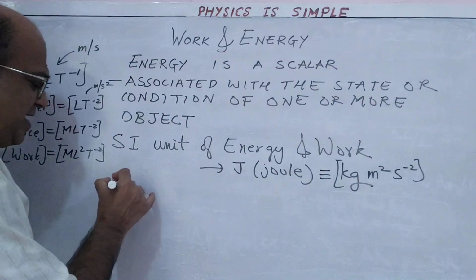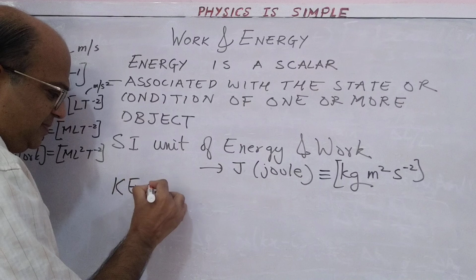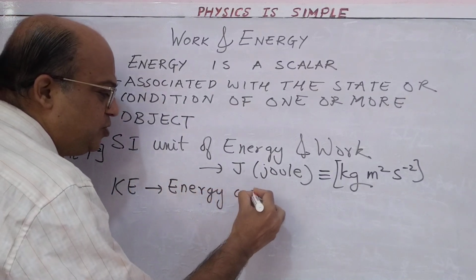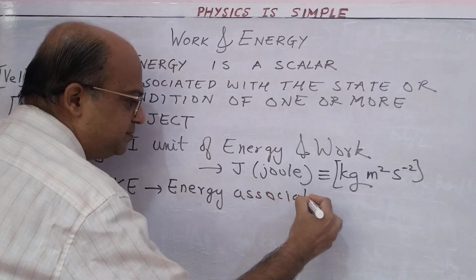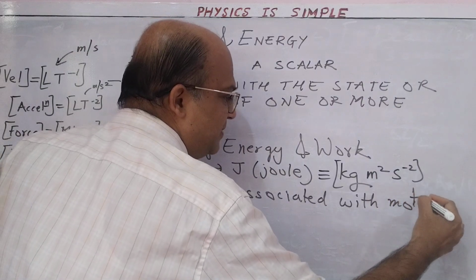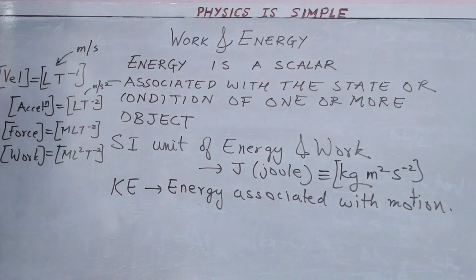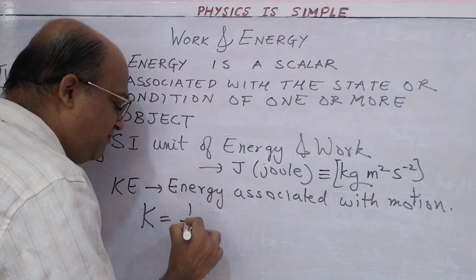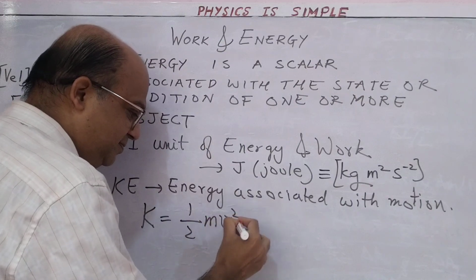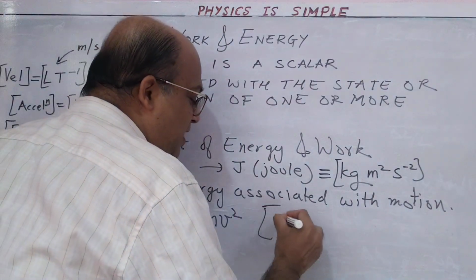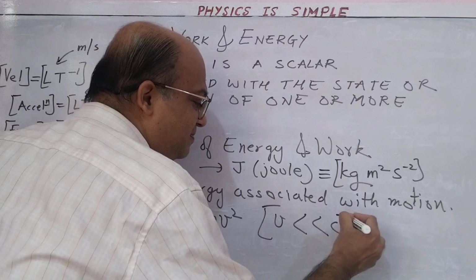Now what is kinetic energy? Kinetic energy is energy associated with motion. And what is the formula for kinetic energy? Formula for kinetic energy is half mv squared. Is it always valid? It is valid when v is much less than c.